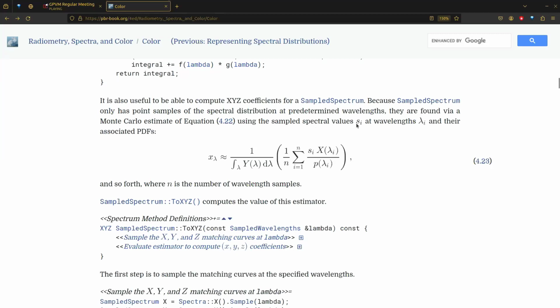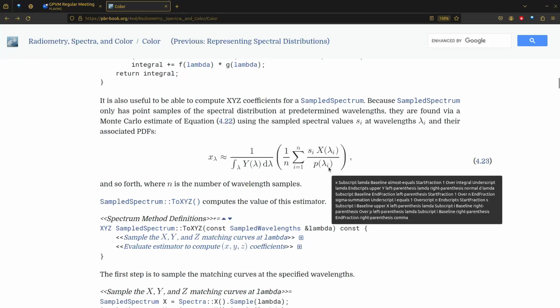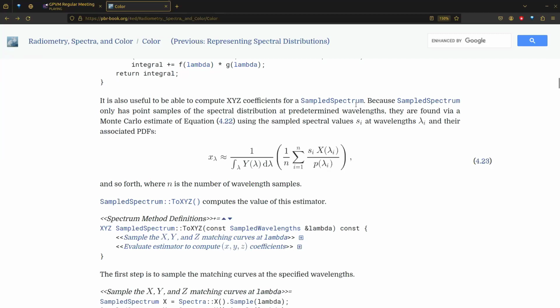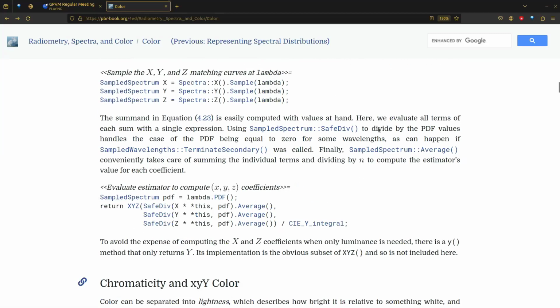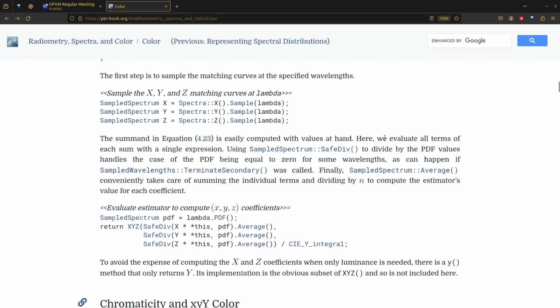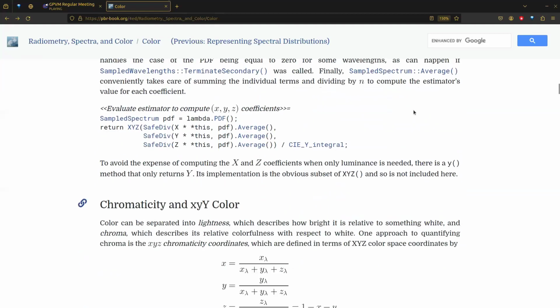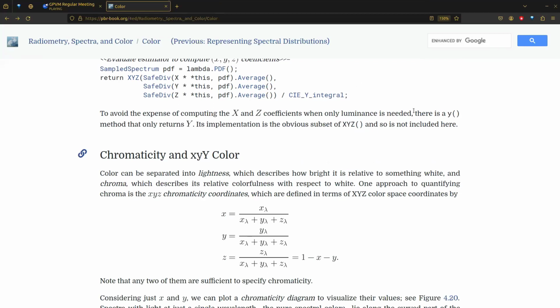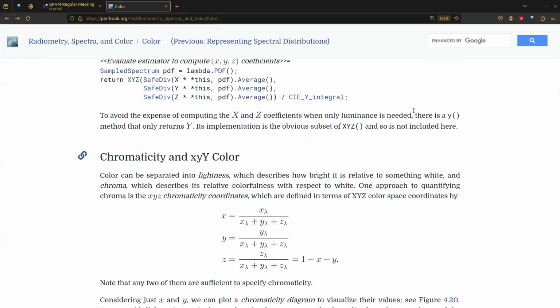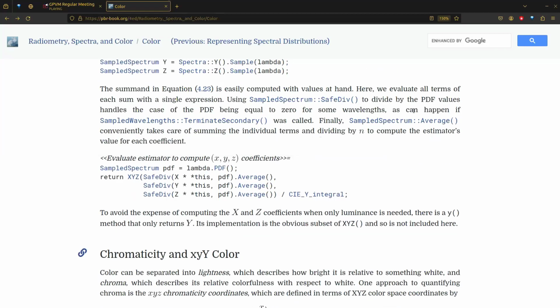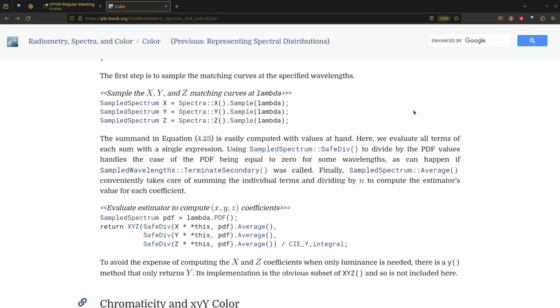So we have sample spectrum values Si at wavelengths lambda i, and associated PDFs. So I guess that's getting into implementation specifics there.